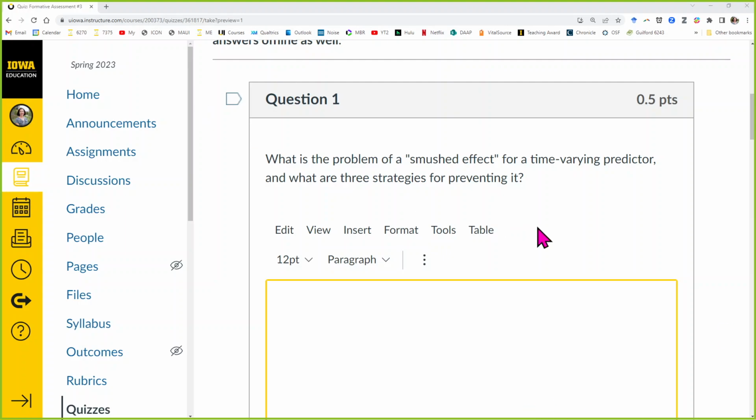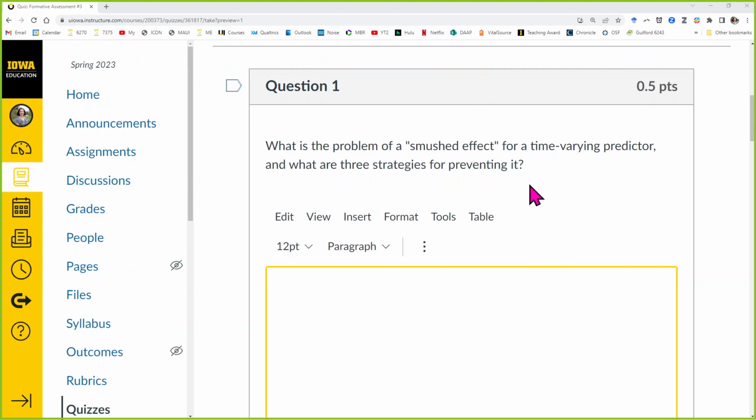Yeah, so those are the 3 main strategies. Any questions or comments about that? No? Okay, moving on then.